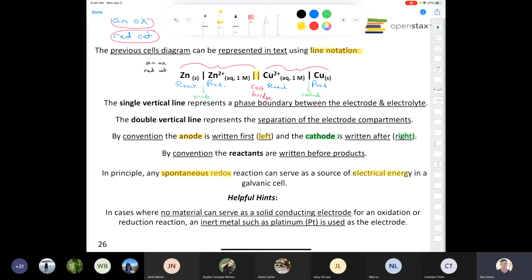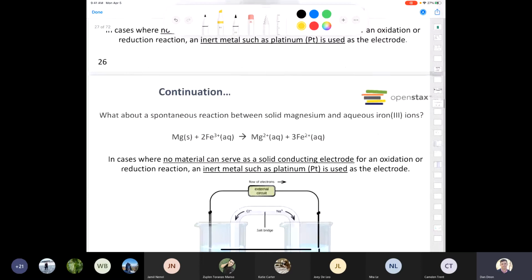Now, what about a case where you are looking at a redox reaction and you have no material that can serve as a solid electrode? Like, say, for example, you don't have solid zinc or solid copper. What do you do in that kind of case? And if you're wondering, what kind of case would that be? Well, that would be a very good question. So I put in an example, and this is an example that comes straight out of the OpenStax textbook.